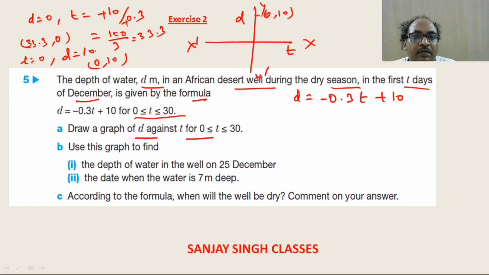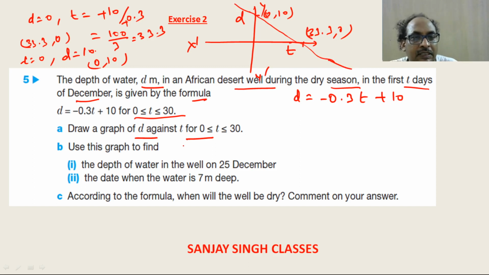Similarly, when d is equal to 0, t is equal to 33.3. It will be beyond 30, up to 30 we are doing, right? So somewhere here we place 33.3 and 0. This will be the graph, like this, a straight line.